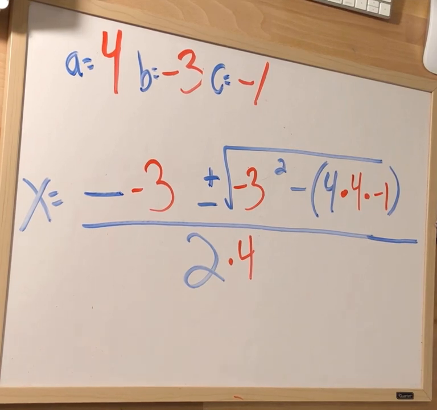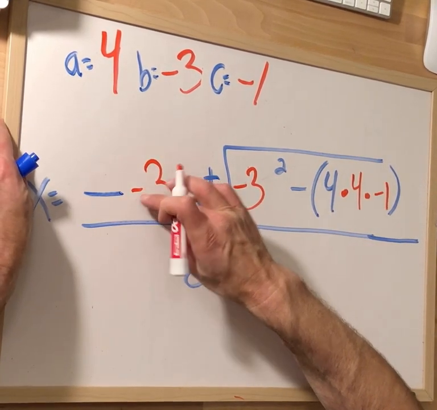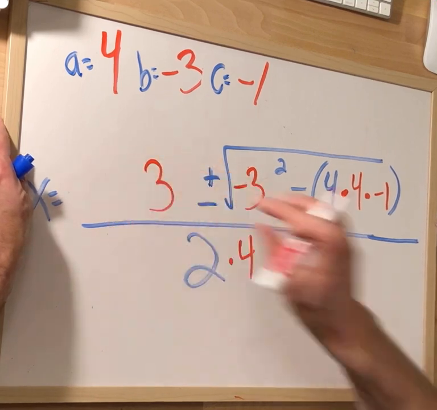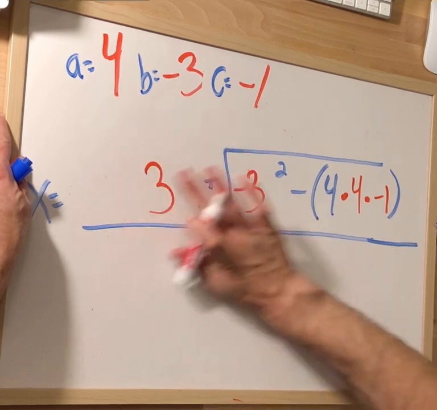Now I would encourage you to do this in this order every single time. The very first thing is do everything outside of the square root. So simplify this. Negative 3 becomes positive 3. Simplify 2 times 4, which becomes 8.